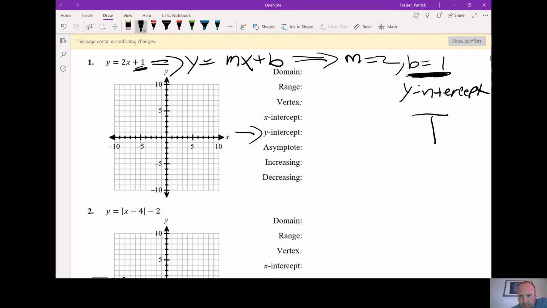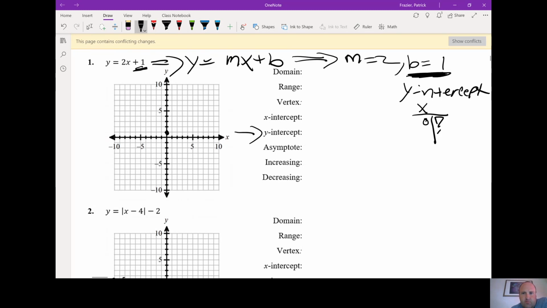And in tabular form, that means when x equals 0, what is y? So if we plug in 0 for x, that'd be 2 times 0 plus 1. 2 times 0 is 0. 0 plus 1 is 1. So we can safely say that the y-intercept is 1. So right over here, 1.